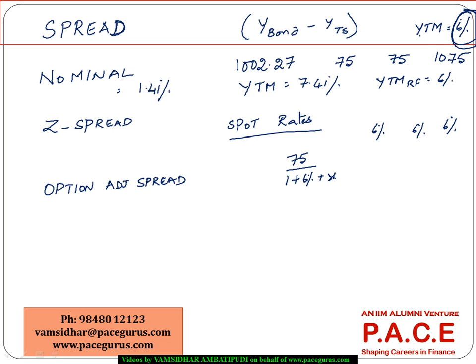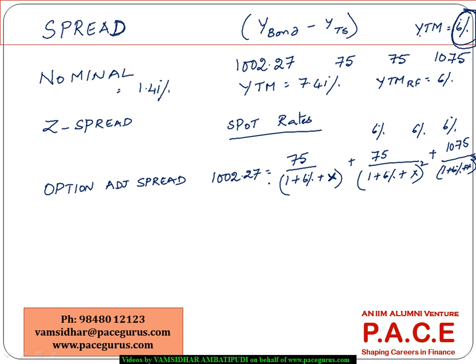plus some particular spread. Similarly, 75 by 1 plus 6% plus the same spread squared, and 1075 divided by 1 plus 6% plus the same spread cubed. This should be equal to my present value, which is the price. So this is what we typically look at when we go with a zero volatility kind of a spread.